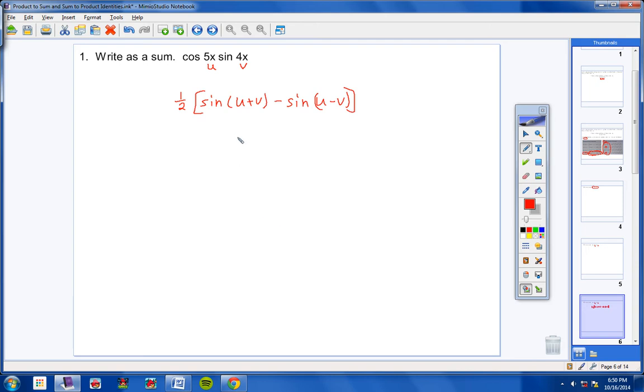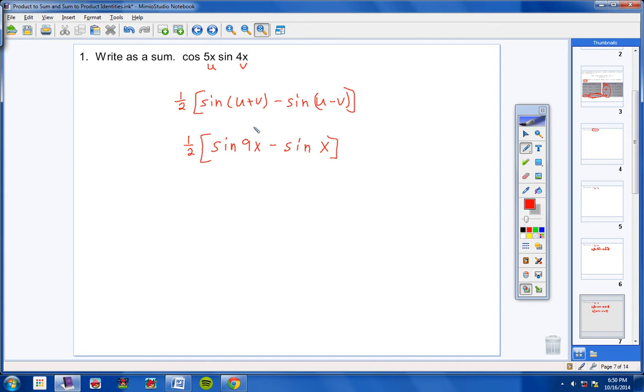Now let's go ahead and skip a step here and look at this. For u plus v, for u I'm going to put 5x, and for v I'm going to put 4x. So 5x plus 4x would be 9x. And here for u it's 5x, and here for v it's 4x. So I have 5x minus 4x. So I would end up with this right here. 1/2 sine of 9x minus sine of x, okay?